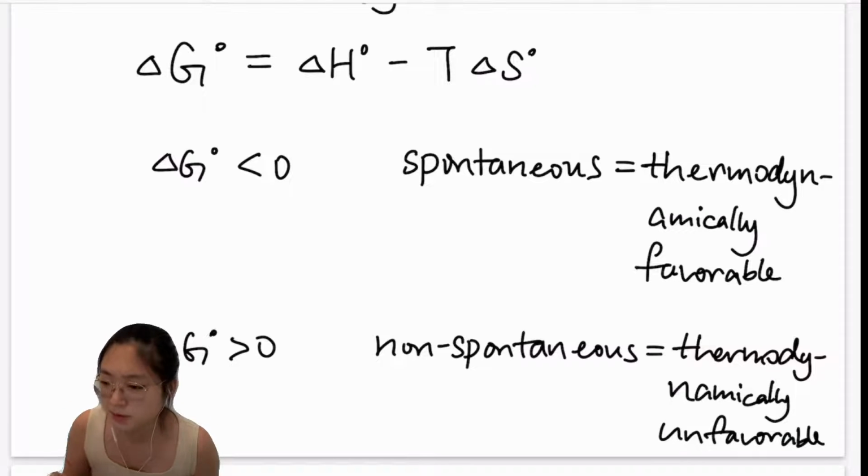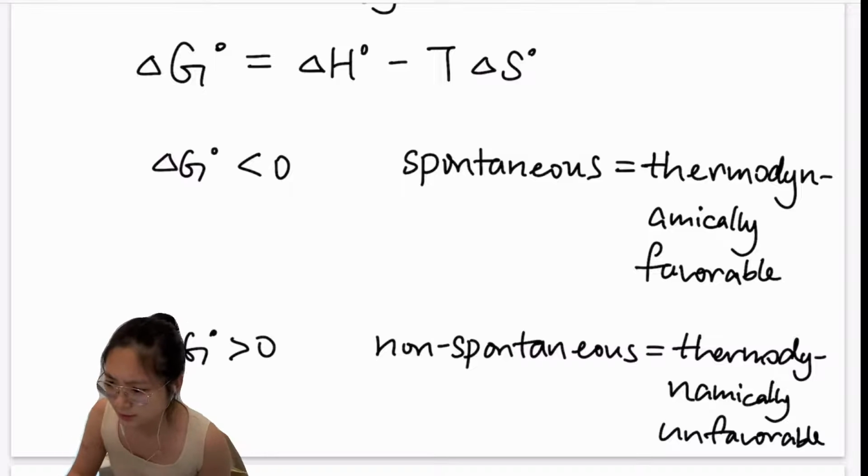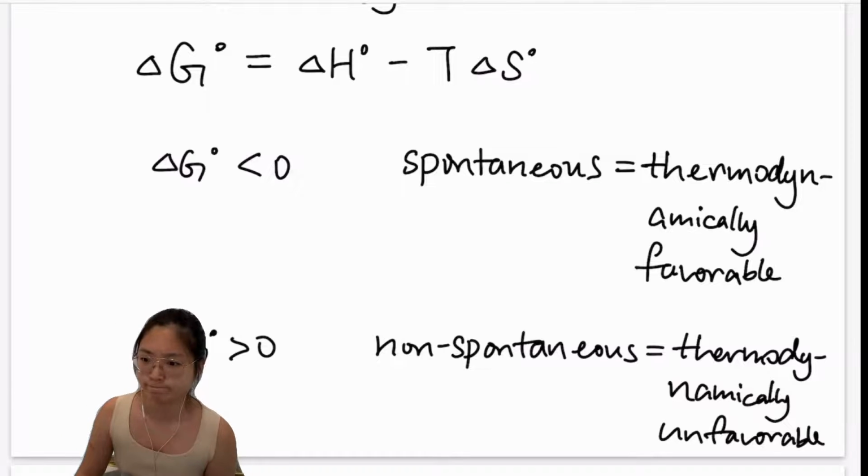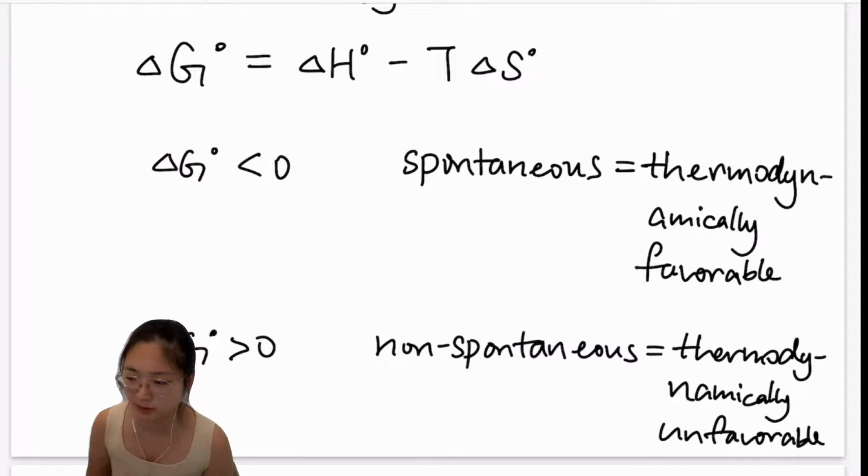Why do we sometimes do products minus the reactants? Kavanaugh, can you elaborate on that? Do you mean G products minus G reactants? Or what do you mean?